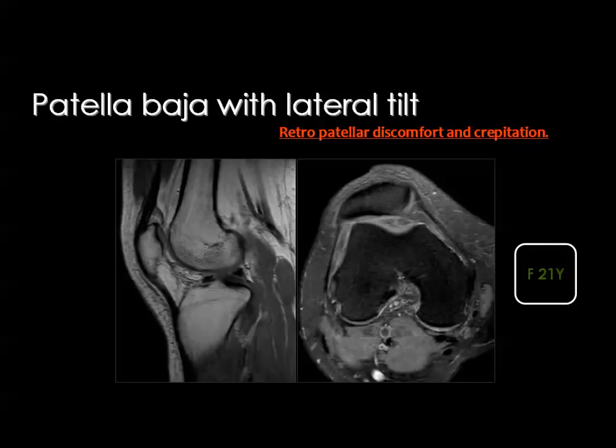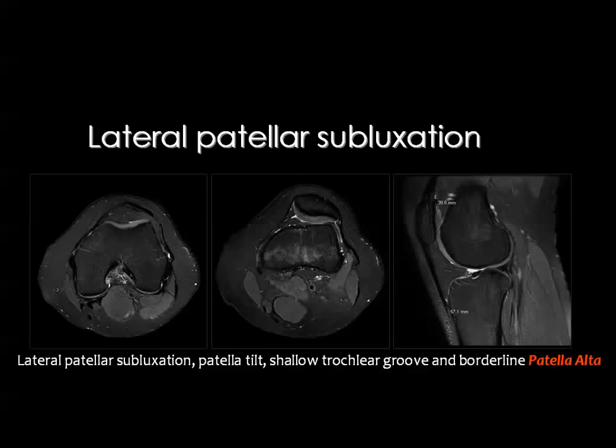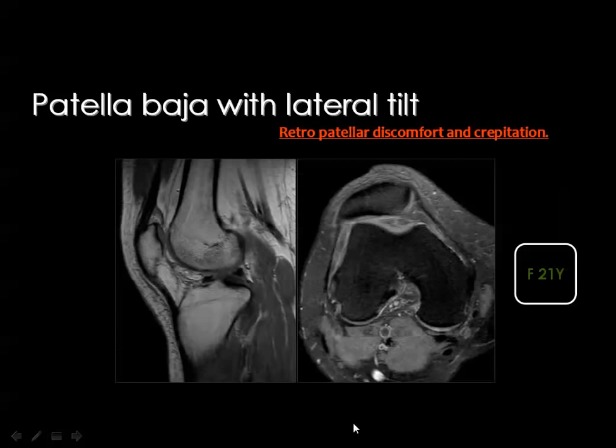Patella baja or alta may be associated with lateral displacement of the patella. As you can see in the previous example, this is somewhat patella alta. You see the length of the infrapatellar tendon, and this is patella baja, and you see the shortening of the infrapatellar tendon with minimal displacement of the patella to the lateral side.